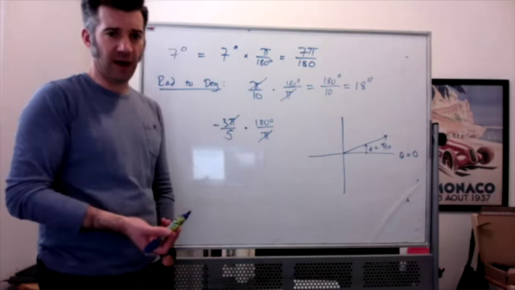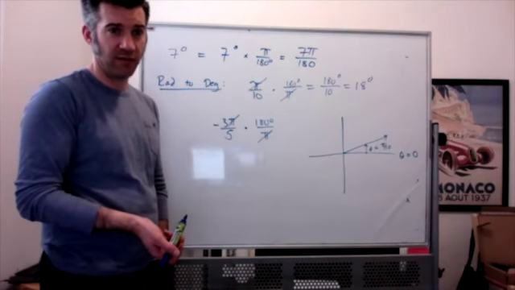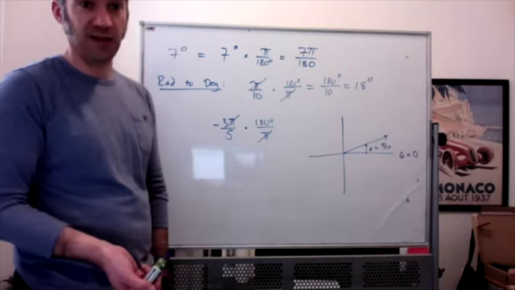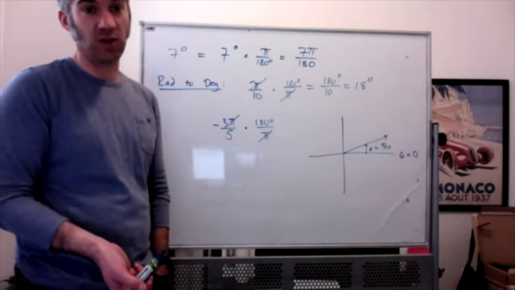180 divided by 5. So here's the easy way to divide by 5. You divide by 10 and then multiply by 2. 180 divided by 10 is 18. 18 times 2 is 36.